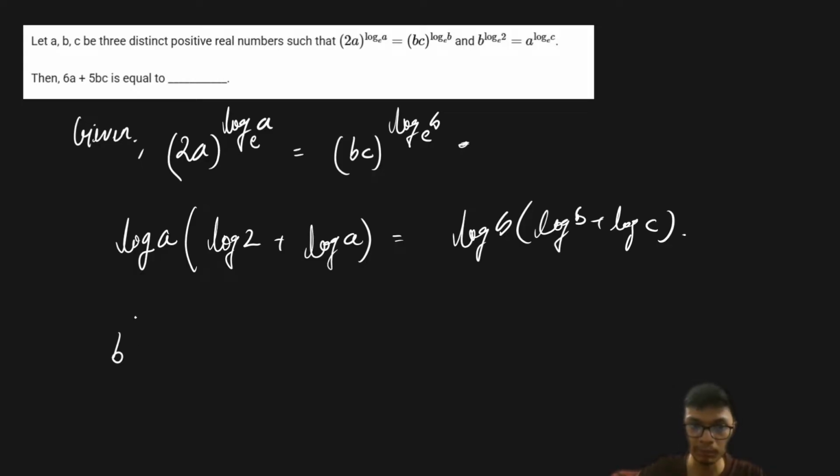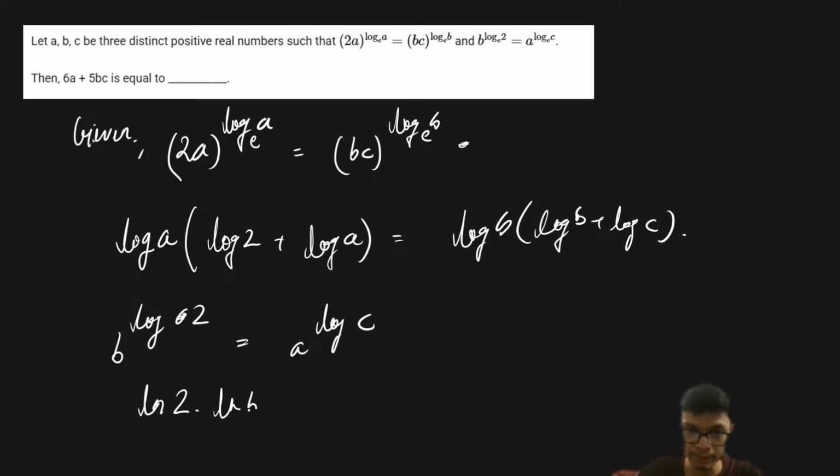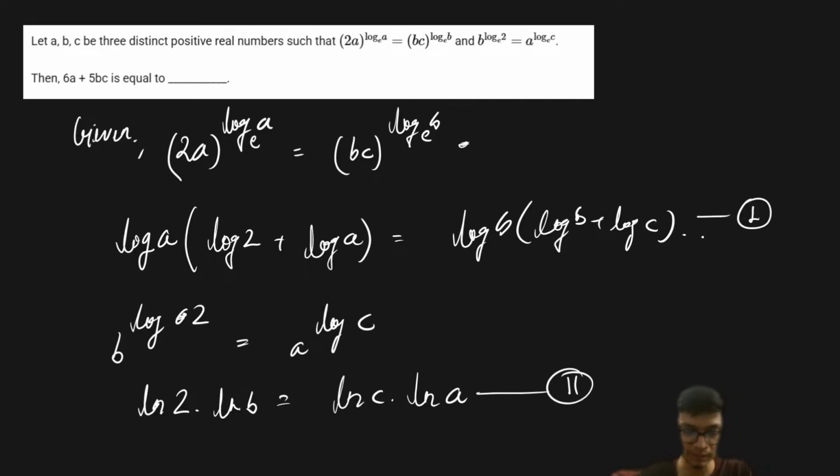So they are all positive in order for the base to be satisfied. Similarly we have one more equation, that is b to the power log 2 equals a to the power log c. From this we can write ln 2 into log b equals ln c into ln a. So this is our second equation. We have one equation and our second equation like this.